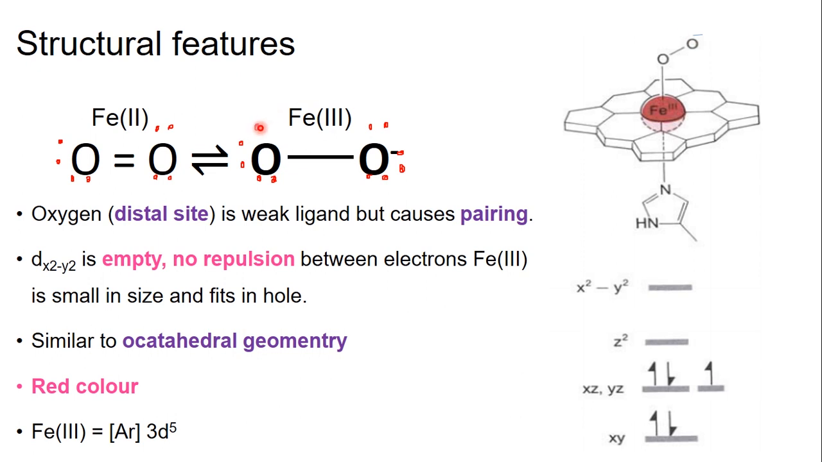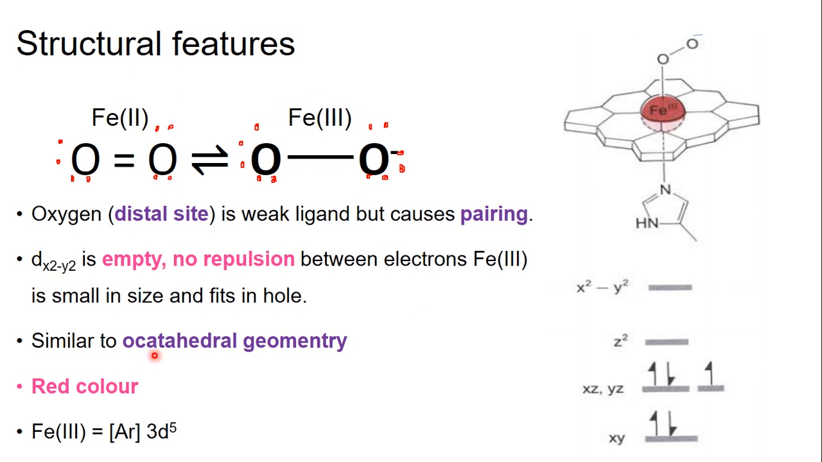So this electron is unpaired, as you can see, and 1 electron will be donated by this Fe2+. That is why it is converting into Fe3+, right? So that electron and the unpaired electron in oxygen will make up this bond. Hope you are clear. So this oxygen is bound in the distal site. As I have earlier mentioned, this histidine is bound in the proximal site and this oxygen is bound in the distal site. So this oxygen is weak, but even though it is weak, it causes pairing, like this.